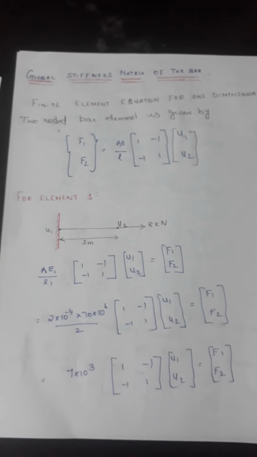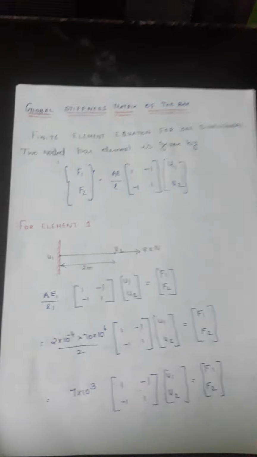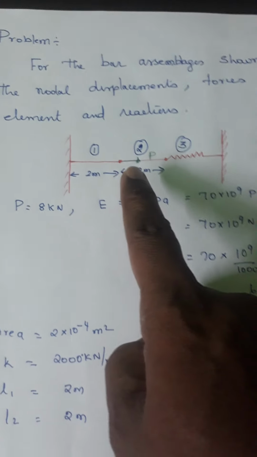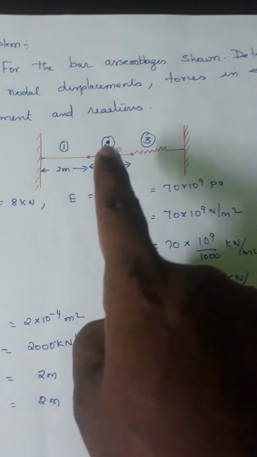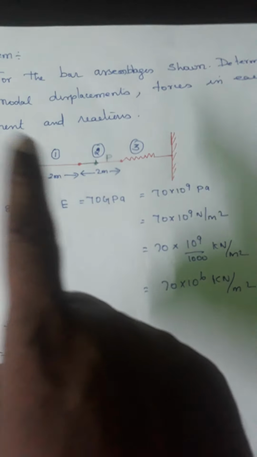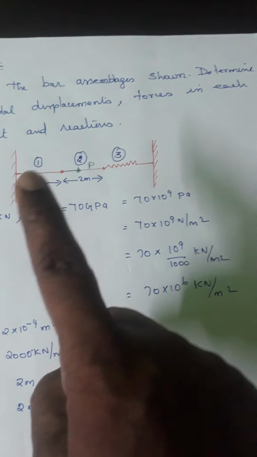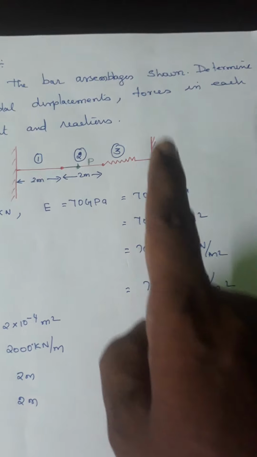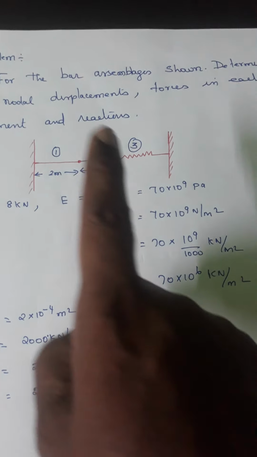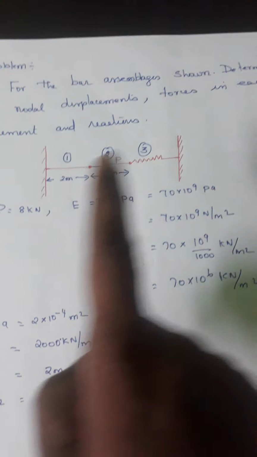So first I am going to find out the global stiffness matrix of the bar. This is the bar, which is fixed, and the nodes are 1, 2, 3, as given in the problem. So we have 4 nodes and 3 elements. One is a spring element, the other two are bar elements. The bar element length is given and the two ends are fixed.